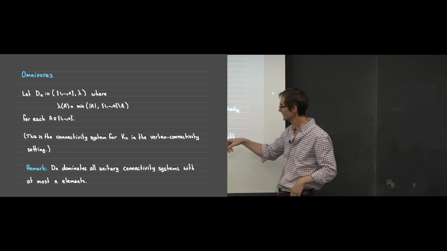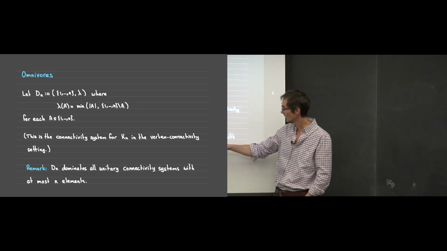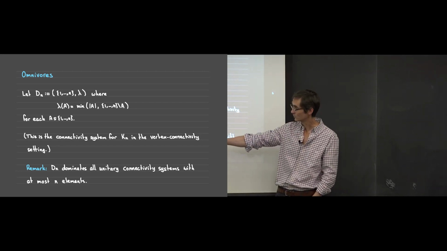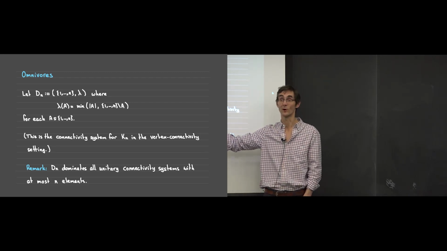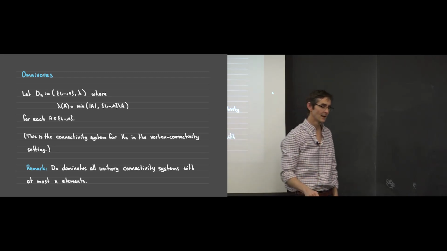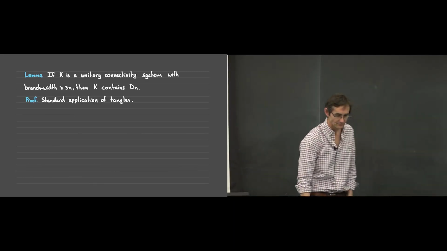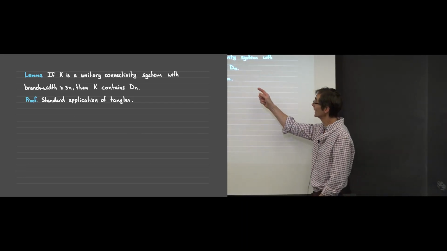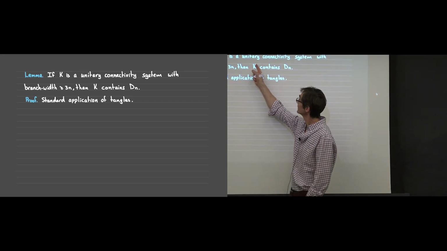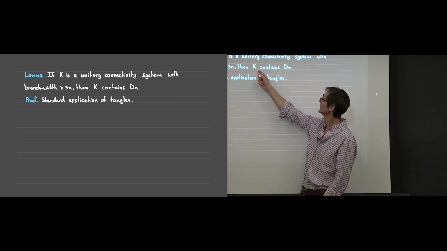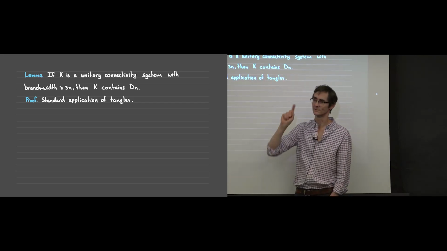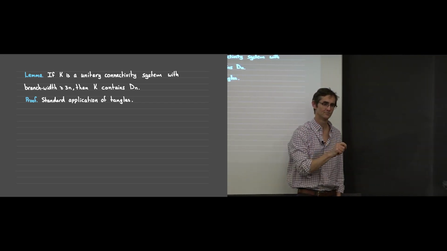So the connectivity system dn dominates all unitary connectivity systems with n or fewer elements. Right, so these are omnivores. And it turns out that if you give me a unitary connectivity system with branch width at least 3n, then your connectivity system dominates dn.